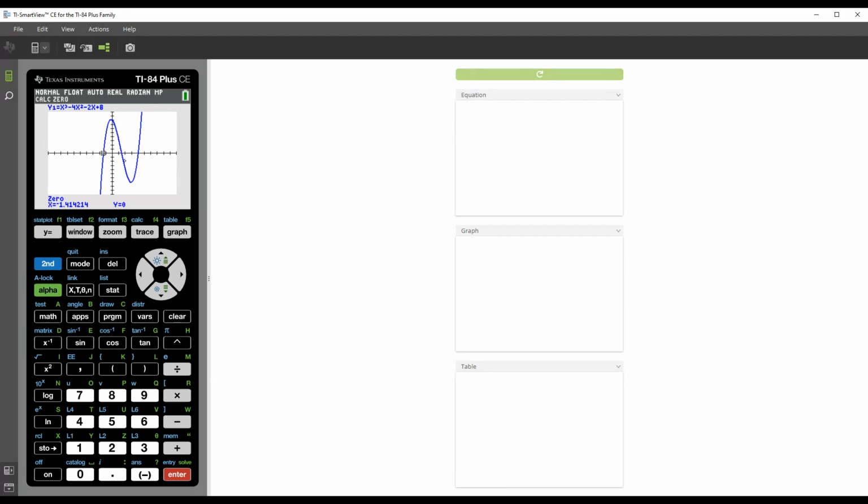Now I want to do it again. I need to find this next one. So I do second, calculate. You're trying to do a calculation. I either go down with the arrow, or I could have hit the number 2. Now again, it's going to say left bound. Well, this 0 looks like it's between 1 and 2. But you could also say it's between 0 and 3. You don't have to get really close to it. So I'm going to say 0 and 3.